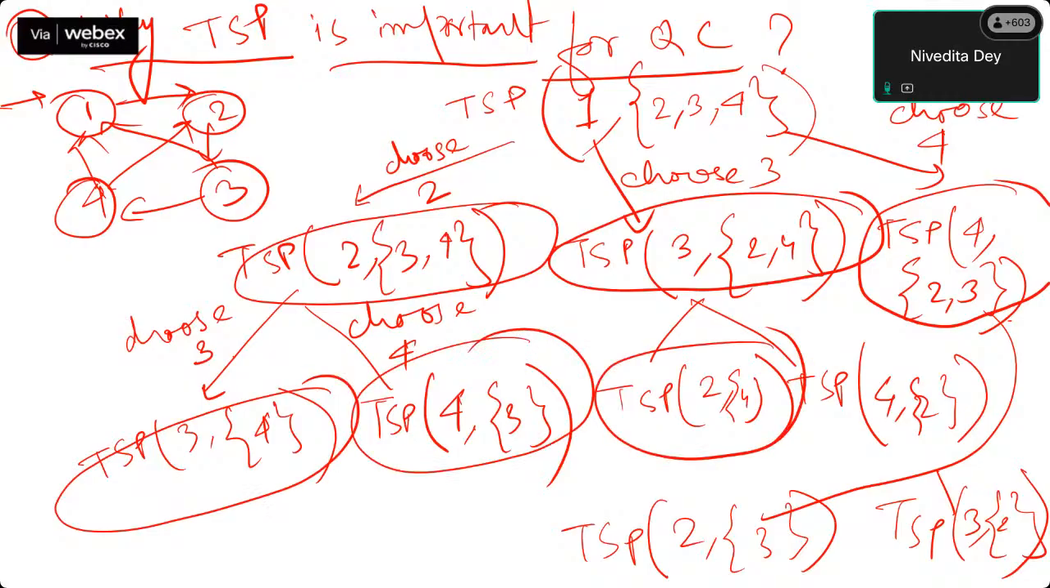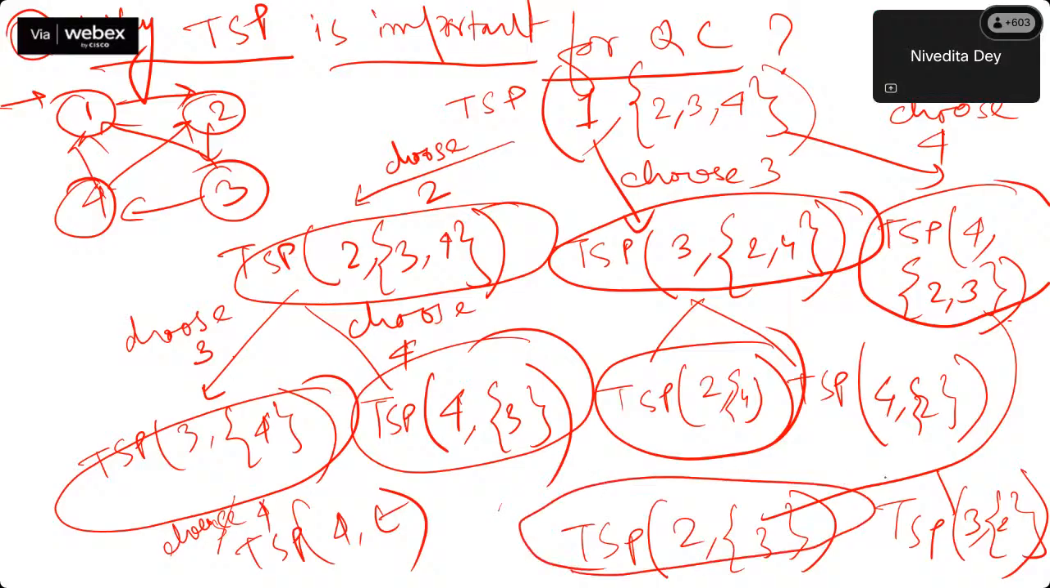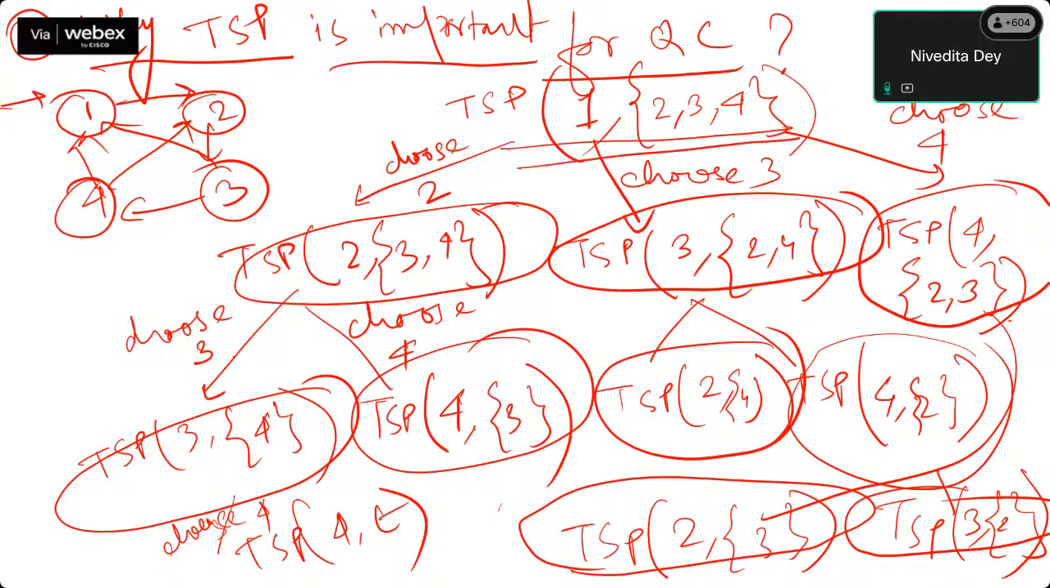Likewise, it's still not over yet. We will be choosing 4, then it will be TSP 4 comma epsilon. Likewise, but now our challenge is to prove mathematically how many such subproblems are created for TSP 1, 2, 3, 4, where we have only 4 vertices.